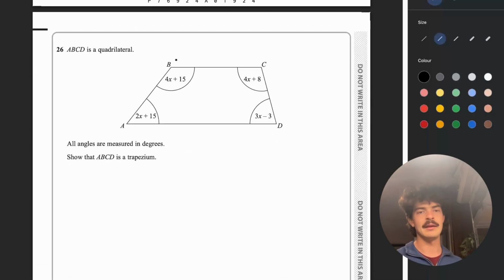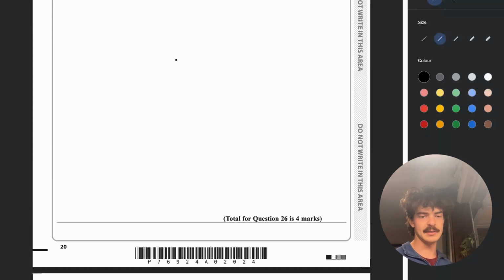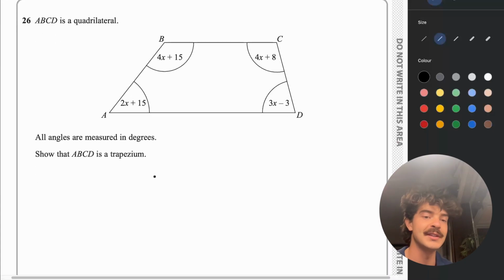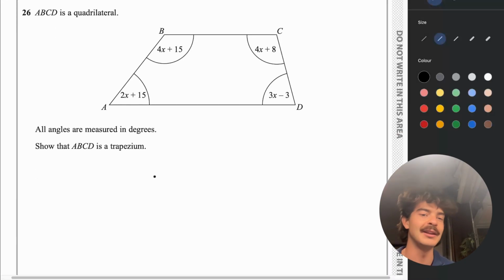Something to ponder. It's not completely obvious that that's true. Okay, and then question 26. One more question. 26. ABCD is a quadrilateral. All angles are measured in degrees. Show that ABCD is a trapezium. Ooh, that's interesting. Okay, we need to show it's a trapezium. So, let's see what we can do. I think my starting point with this question would be to go, well, I know quadrilaterals add to 360. I've got a bunch of angles in algebra. I know that if I add all of that algebra up, it's got to equal 360. That'll let us get some actual values. So maybe let's start there.